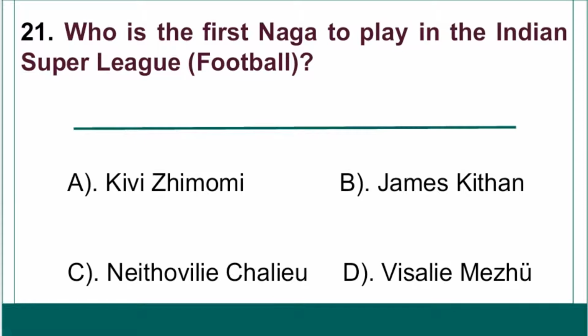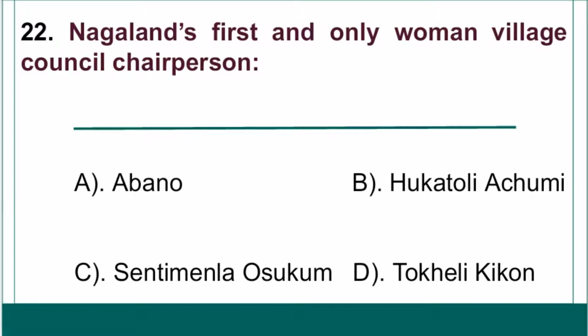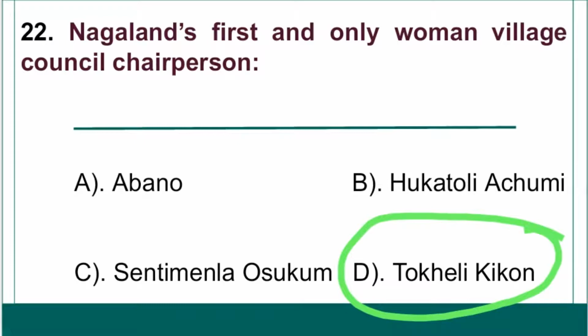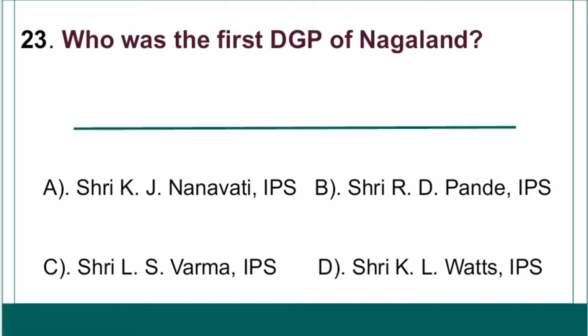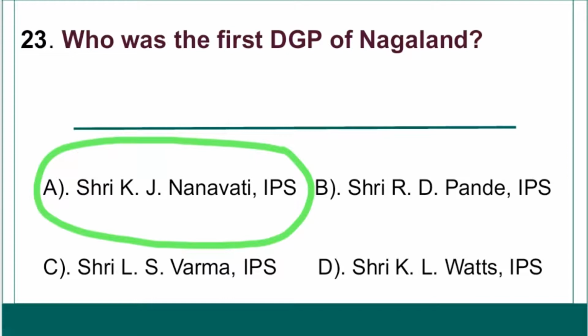And question number 22, Nagaland's first and only woman village council chairperson was? The correct answer is option number D, that is Dokili Gikom. And question number 23, who was the first DGP of Nagaland? The correct answer is option number A, that is Shri K. J. Nanavati IPS.